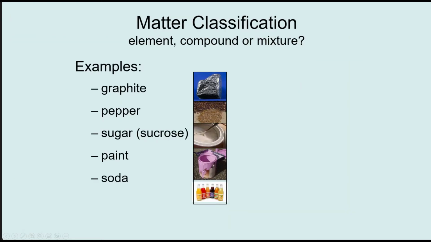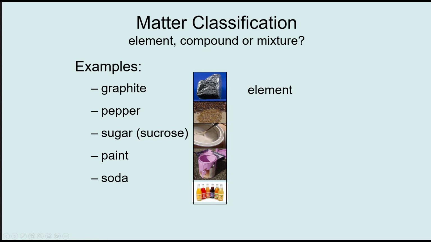Let's review what we've learned so far. Here's some examples. Graphite. Is graphite an element, a compound, or a mixture? Well, you may not know what graphite is, but graphite is pure carbon. And because it is pure carbon, graphite is an element.